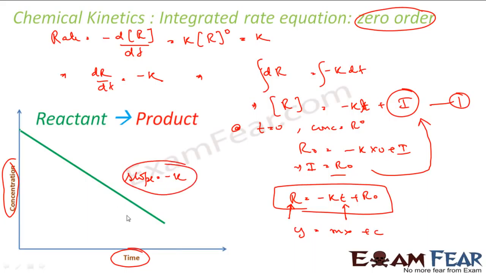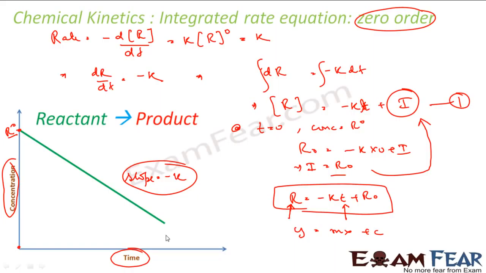And this is c. The intercept has to be [R]0, the initial concentration. At t equal to 0, [R] is equal to [R]0. And you see the concentration is decreasing over a period of time. This is for the zero order reactions.